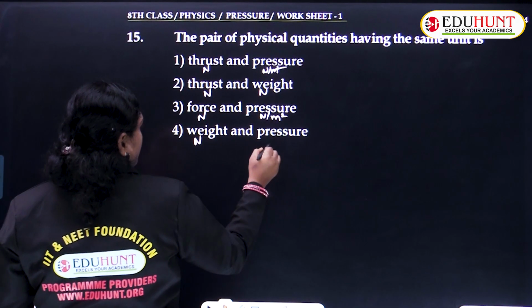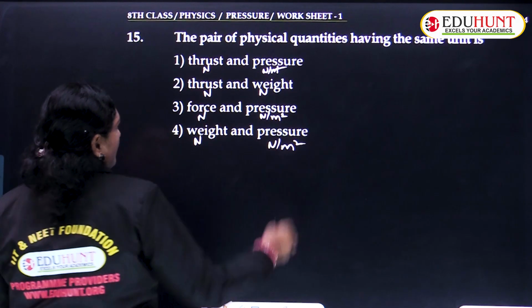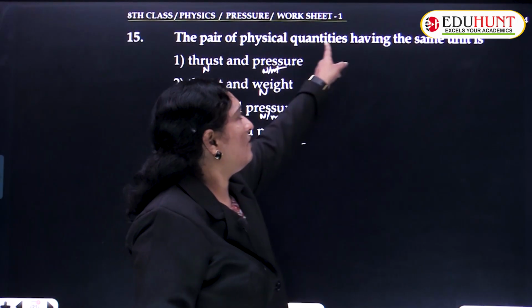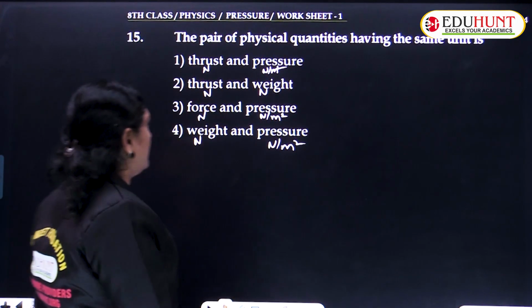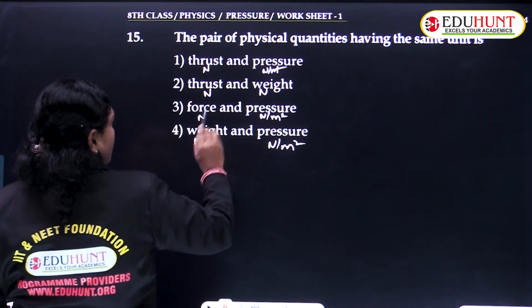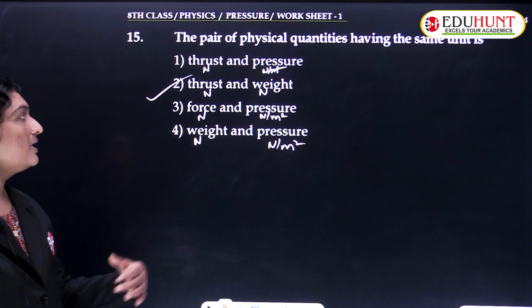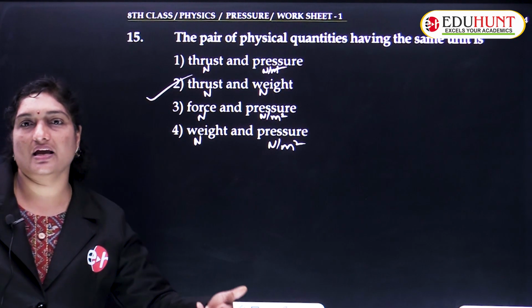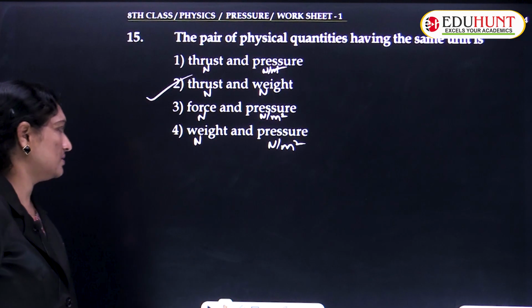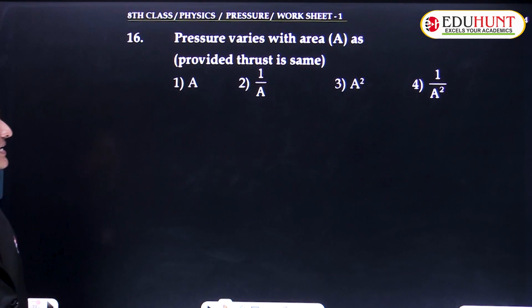Weight is measured in Newton, pressure in Newton per meter square. So what you are asked to find out is the pair of physical quantities having the same unit. Here different, here same, different, different. So the only correct option is option 2, that is thrust and weight have the same unit, that is Newton. So look at the 16th question.